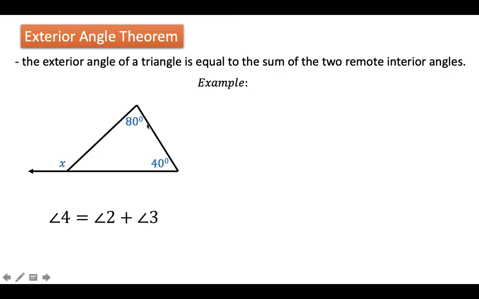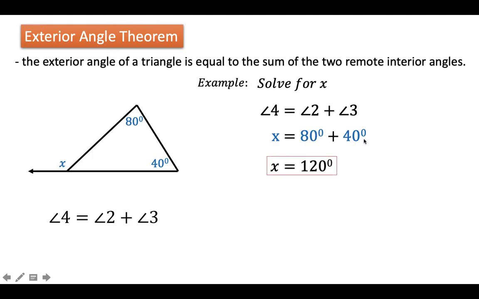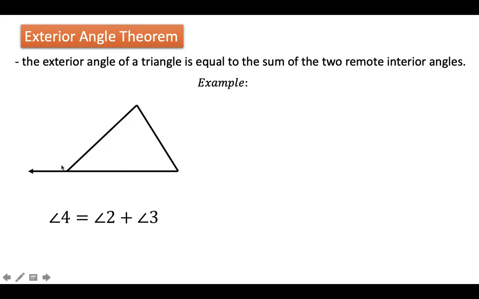Let's say the two remote angles are 80 degrees and 40 degrees. Find x. Using this equation taken from the theorem, we will just substitute angle 4 represented by x, angle 2 is 80, angle 3 is 40 degrees. Then solve the equation. This will be our working equation. So 80 plus 40 is 120. Therefore, the measure of angle x is 120 degrees.